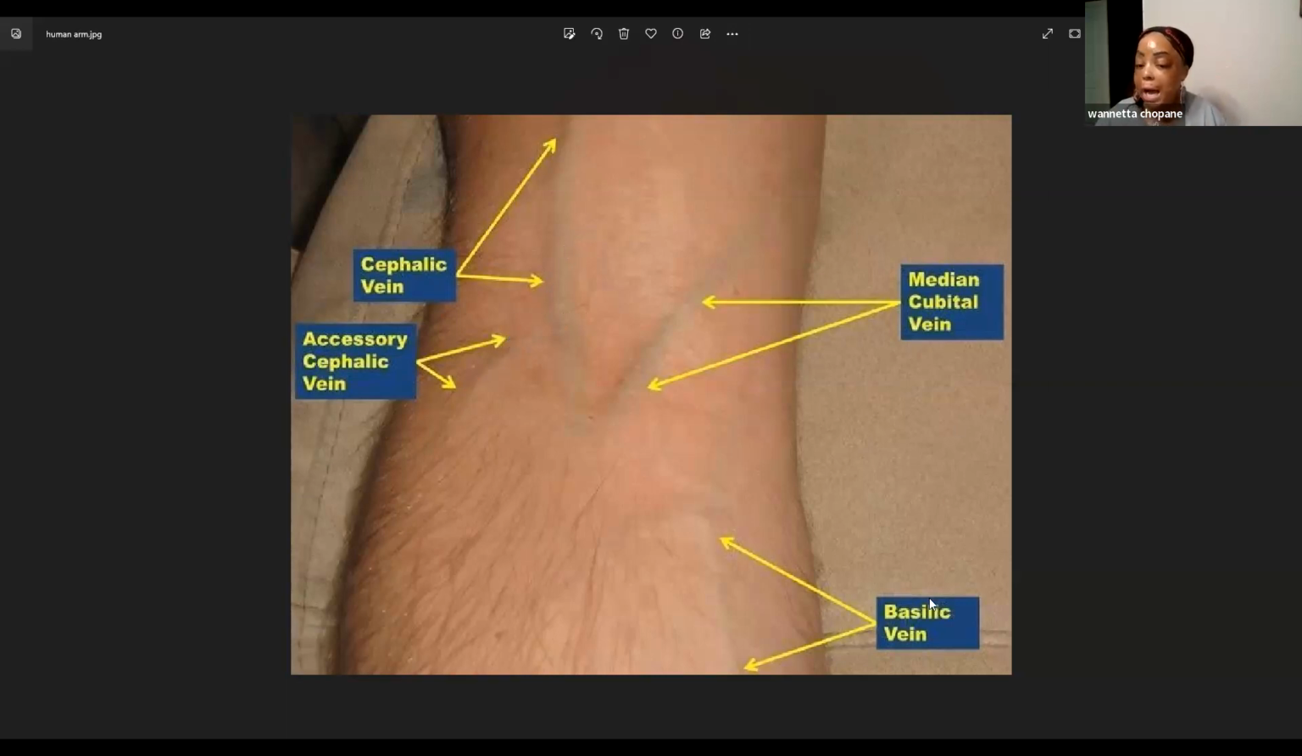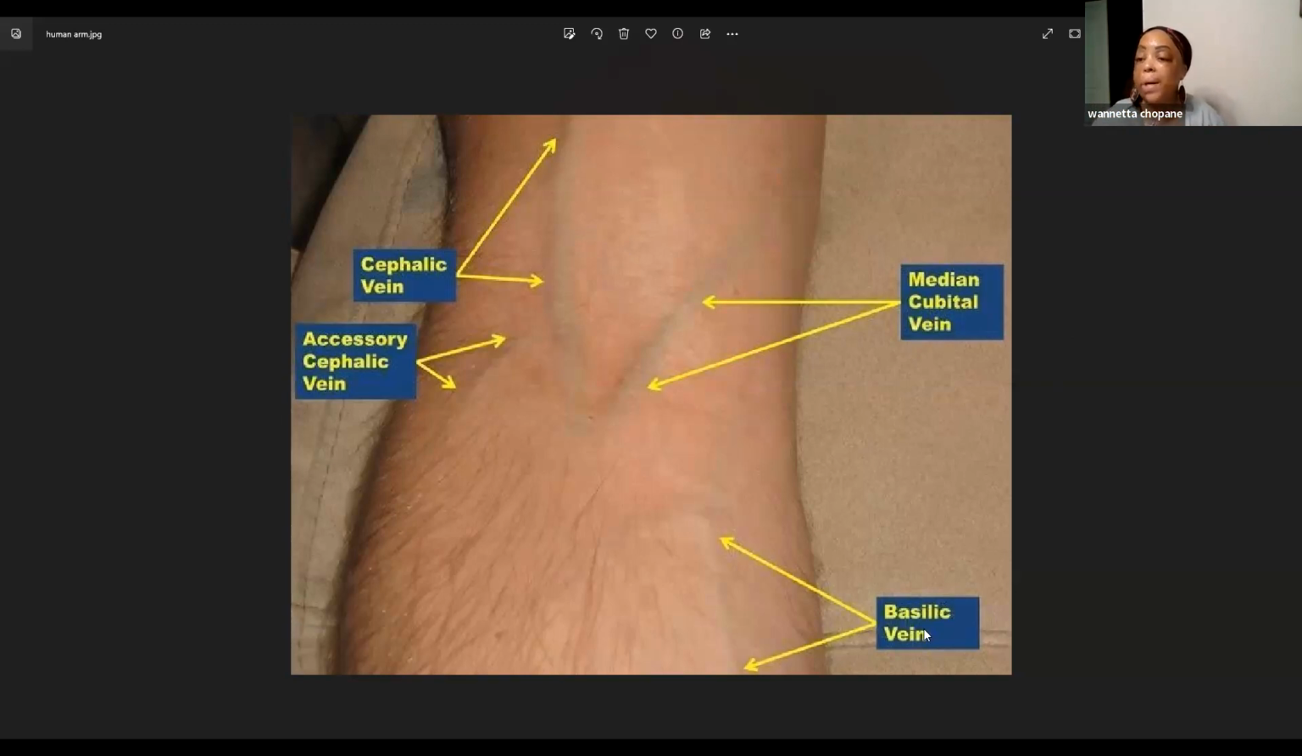Now, you see down here, basilic vein. Basilic vein, if you think about underneath your arm, it lies on the inner side of the arm. The cephalic basically comes from the top of the arm and it goes to the outer side of the arm. The cephalic actually goes all the way into the hand. But right now, I need you to know median cubital, first vein of choice. Cephalic vein, second vein of choice.